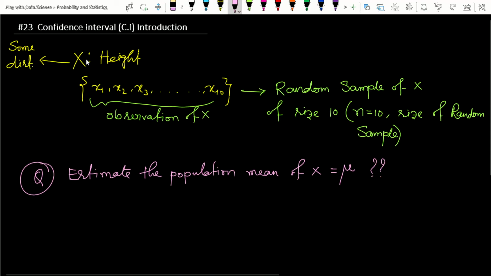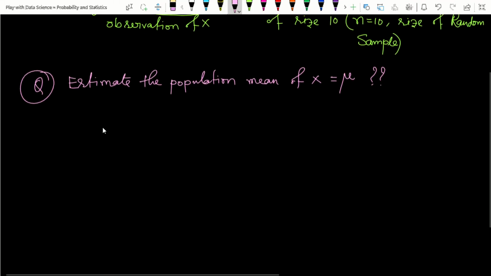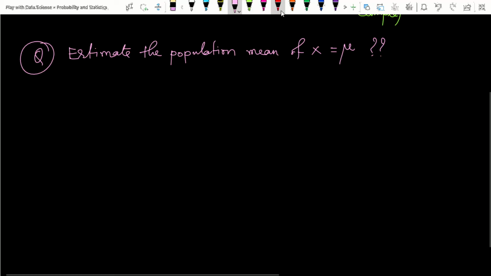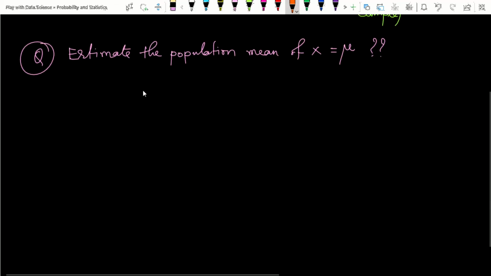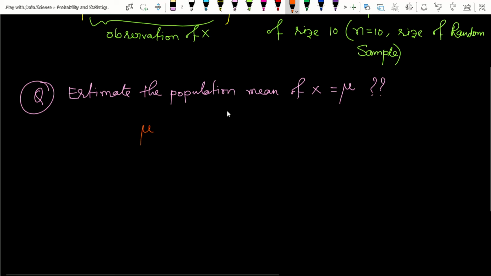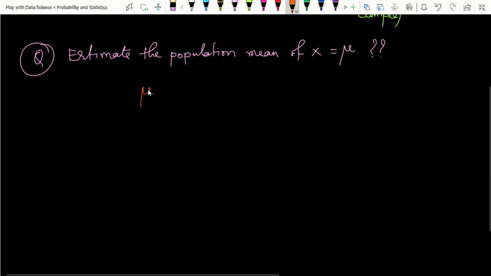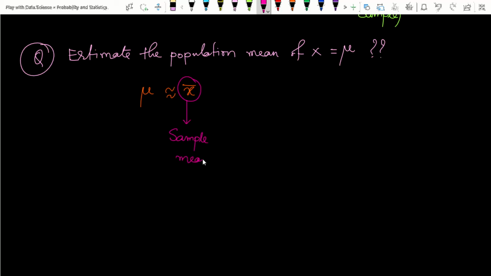To get a better estimation of this population mean, the confidence intervals come into the picture. So the answer that we got from here is that the population mean mu will be approximately equal to our sample mean. These are called the sample mean, and these are called the population mean.